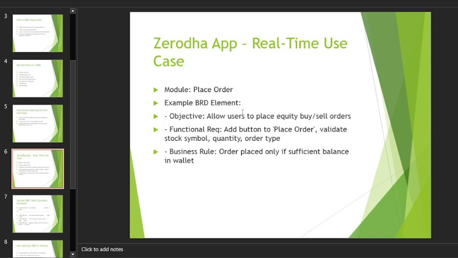And an example of a BRD element, how a BRD element looks in this case. Objective: allow users to place equity buy and sell orders. Functional requirement: add a button to place an order, validate the stock symbol, quantity, and order type. Business rule: an order is placed only if there is sufficient balance in the wallet.